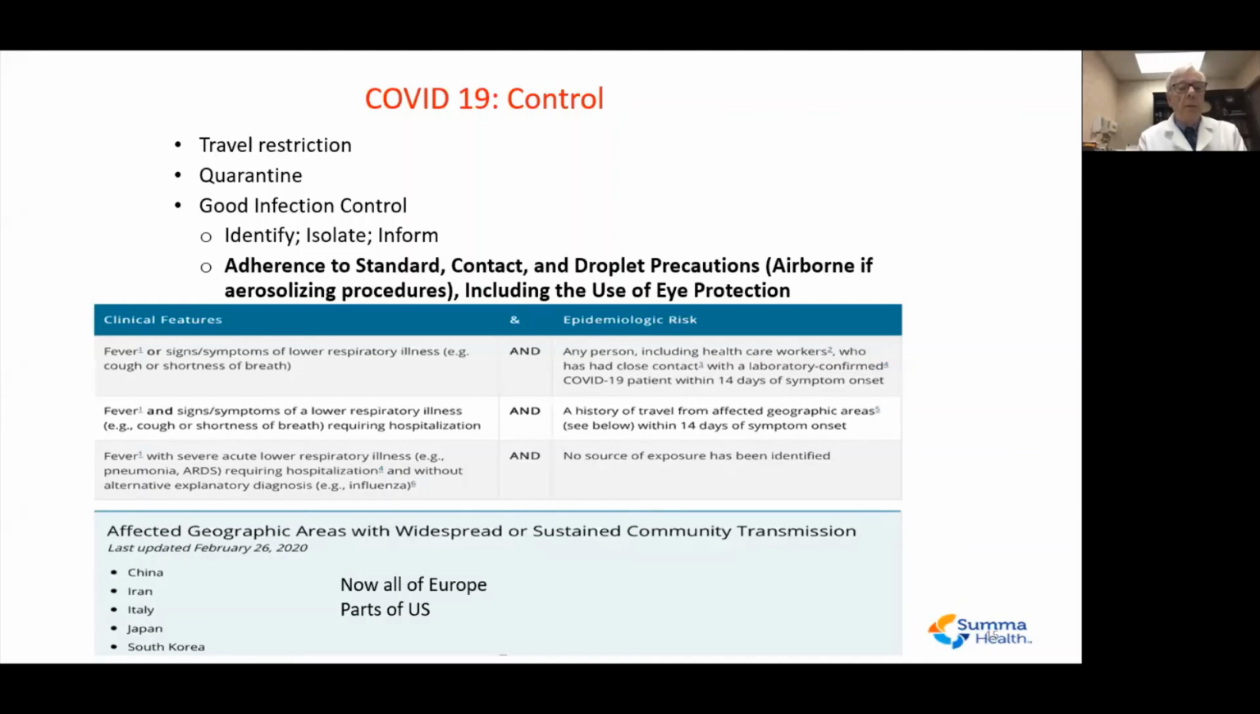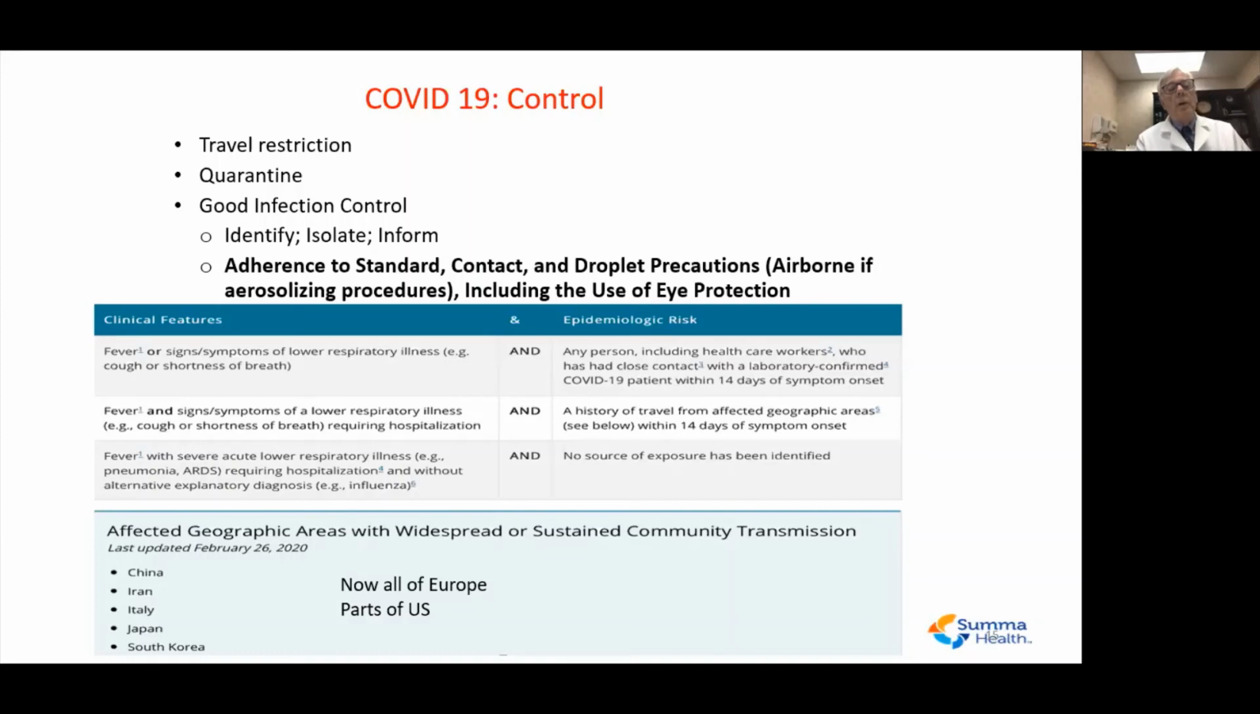As you can see at the bottom of the slide, now we've obviously changed the epidemiologic association with travel to the point that it's not just China, but actually Italy, Iran, Japan, South Korea, now essentially all of Europe. We consider it a concern. I say parts of the United States, but now it's basically all of the United States that has some degree of community spread. But obviously, primarily now the concern is New York.